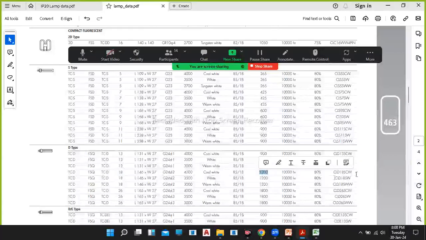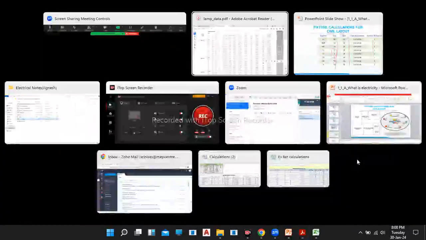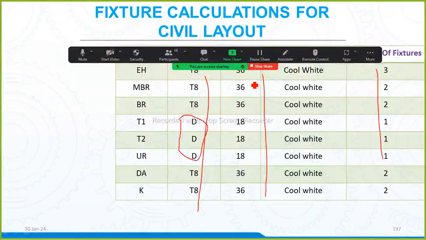The lumen output is 1200 and 80%. Then according to that, when I calculated, I'll do this in the Excel sheet also, I got some 111.